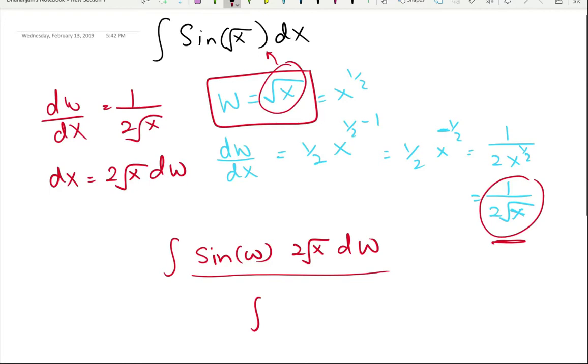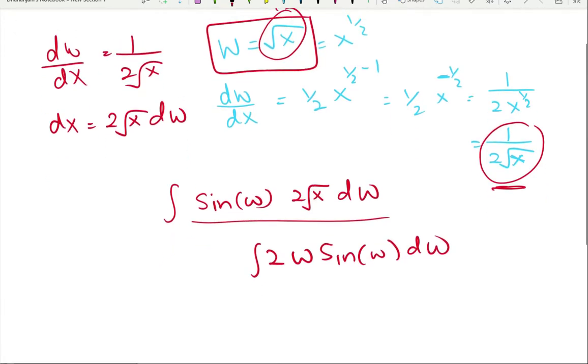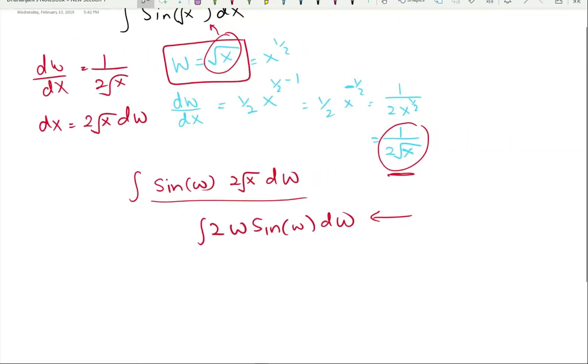Well, this is a tricky problem. So this is 2 square root x is w, so 2w sine w. Okay, now can we at least integrate this new integral? We can integrate this new integral by what? Using integration by parts and using the LIAT rule. Yes, let's see that.